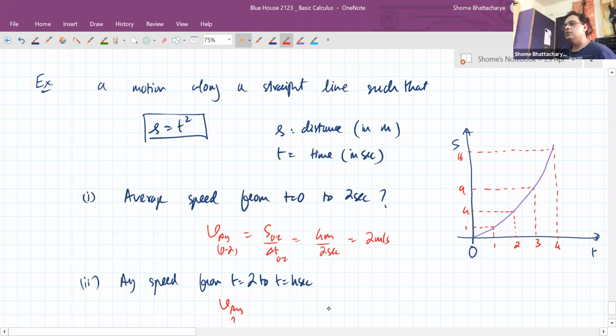Yes, because you can see that total is 16, but at 2 it was 4. So it's 12 by 2 or 6 meters per second. Okay, so you can see in equal intervals of time.